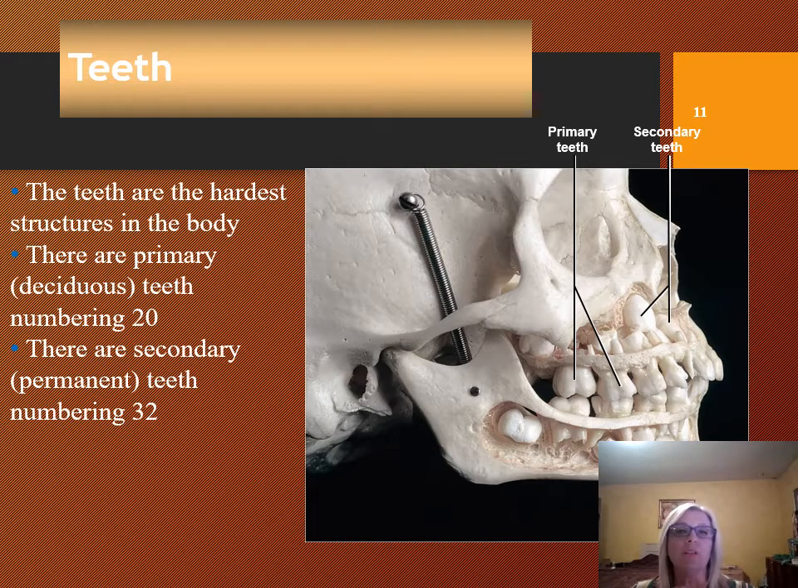Their function is to break food into smaller pieces and start that mechanical digestion. Chewing actually increases surface area for enzymes to act on. That's important. We have 20 primary teeth, which are what we call deciduous teeth, okay? And we have deciduous trees. They lose their leaves every year. And so deciduous teeth are the ones that we lose. And then those are replaced by our secondary or permanent teeth. And then we will have 32 of those, all right, normally.